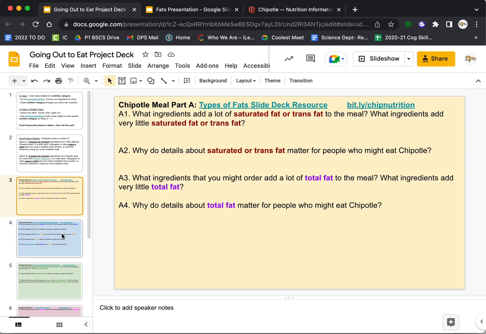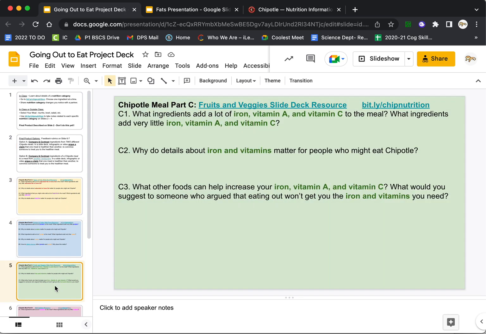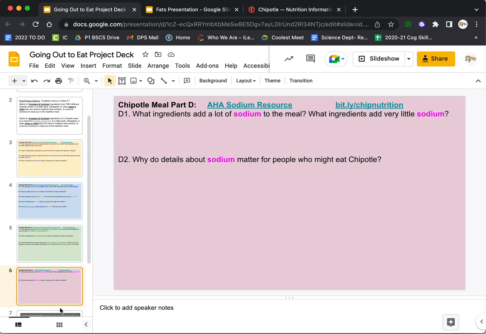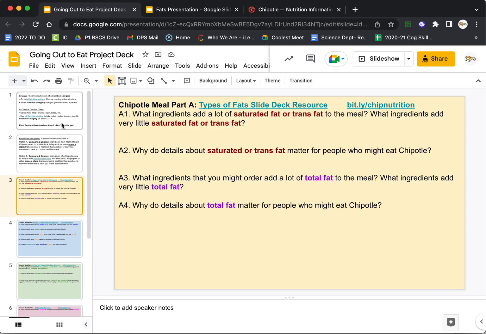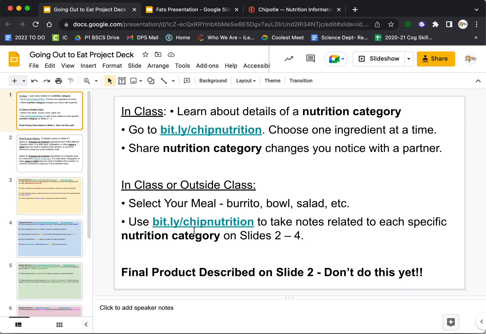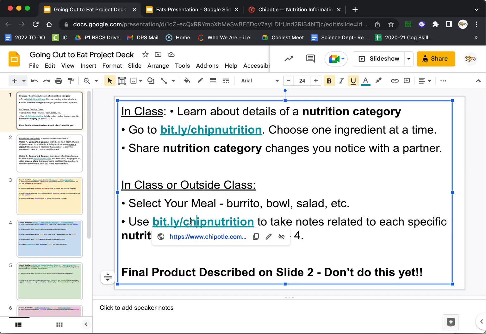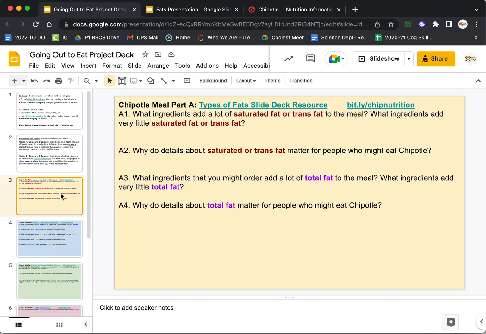We're going to do that by working through these slides and then ultimately putting them together into the final product. Right now, the only one that we've seen is this one, so I'm going to clarify this one. The other ones will work very, very similarly to this, just with slightly different information. It's kind of up to you what order you do this in. I'm actually going to show you the Chipotle nutrition site first, so you can clarify how to use that.